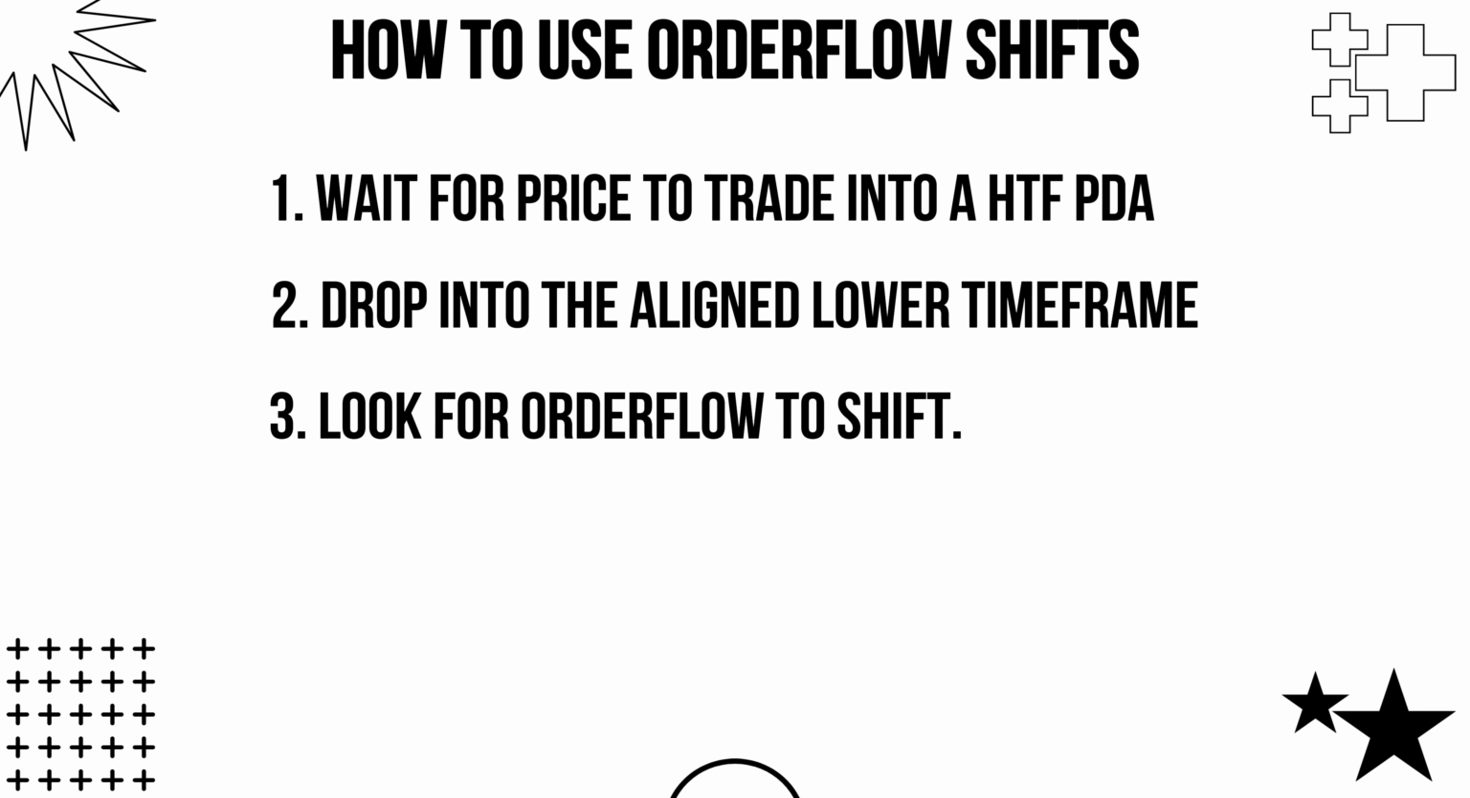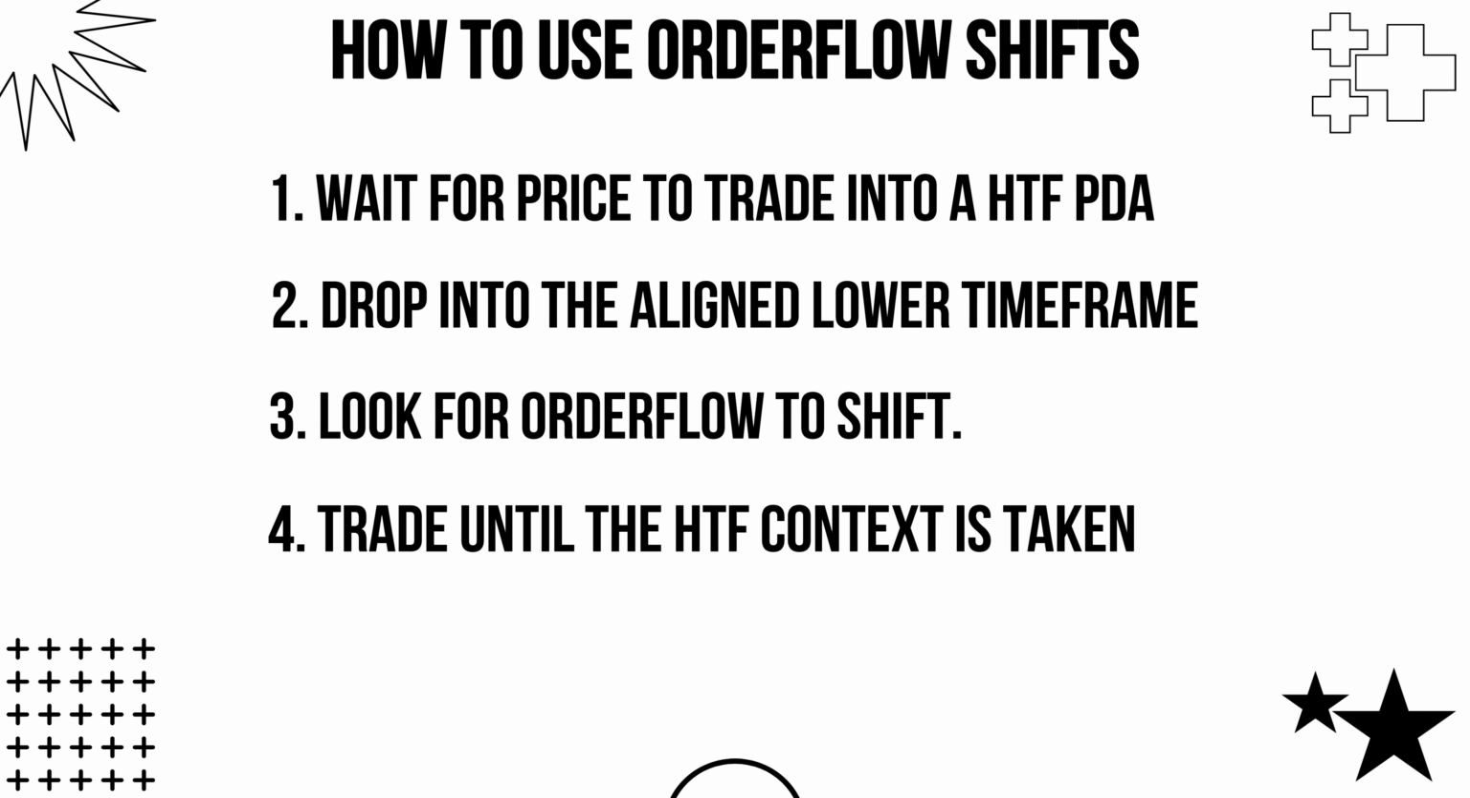Next, you want to look for a shift in order flow, whether that be using a change in state of delivery, a market structure shift, or an ST. Whichever one you prefer is what you should look for, and you're just waiting for order flow to shift. Then you can trade any stage of the market maker model until that higher time frame context is taken.